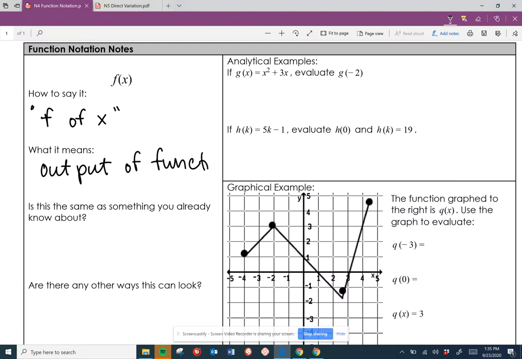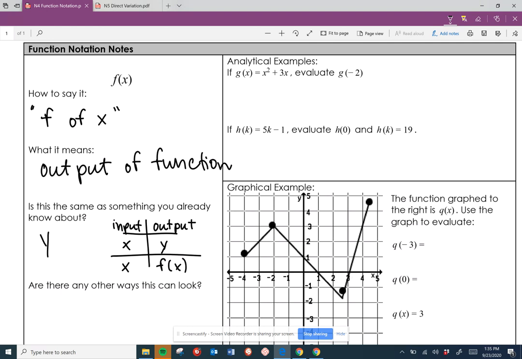And when we talk about output, what we have been using as output is our y. So if you go back to 8th grade, when you think about an input and output table, then we substituted that to be x as input and y as output. And now we're going to be doing something similar. X is still going to be input, but our output will be f of x.